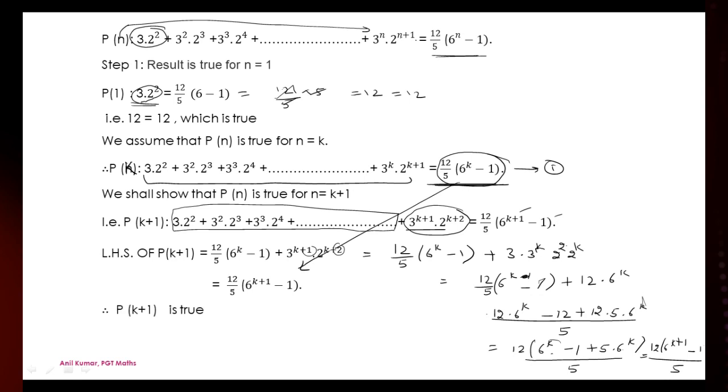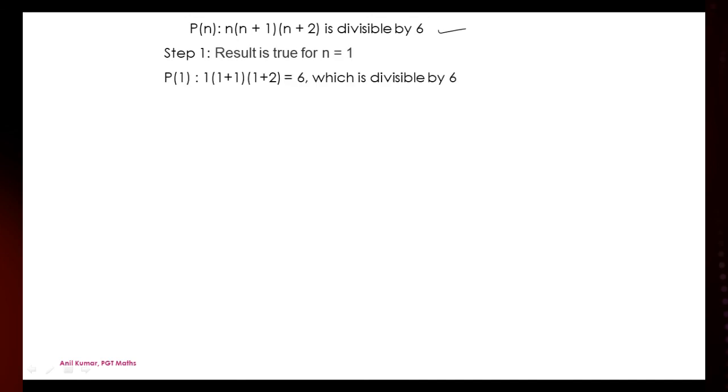So it is true for k plus 1, and by principle of mathematical induction I can say that it is true for all n belongs to natural number. Our next sum is the statement: n into n plus 1 into n plus 2 is divisible by 6. So check it for n is equal to 1. It will give you 1 into 1 plus 1 into 1 plus 2, which is 6, which is divisible by 6. So it is true for n is equal to 1.